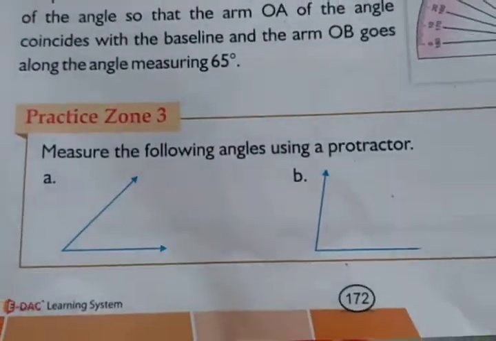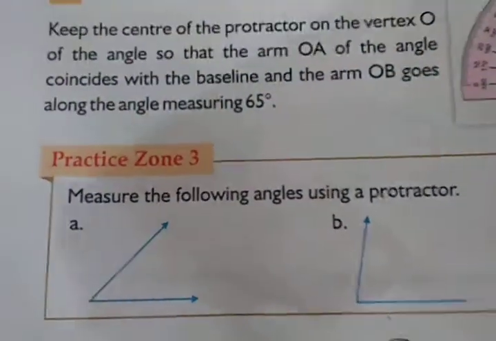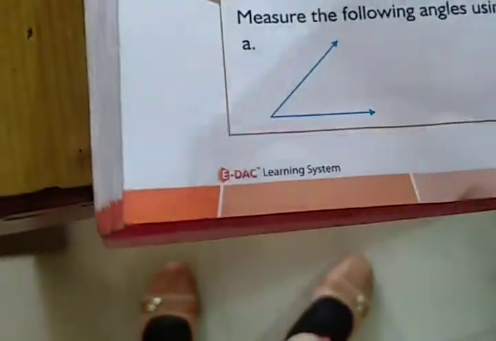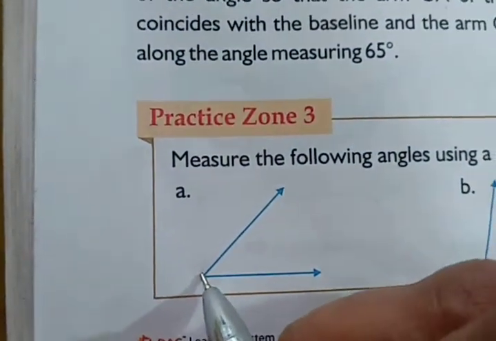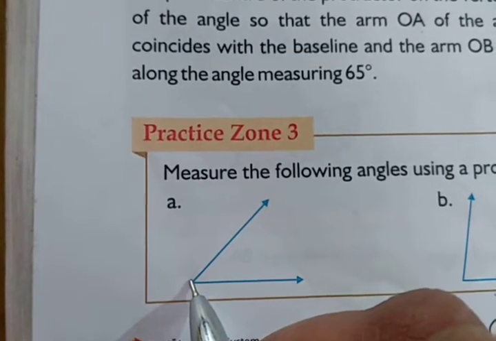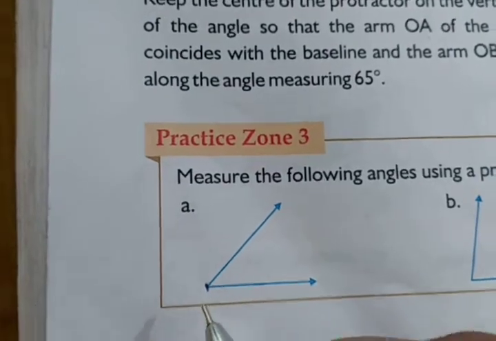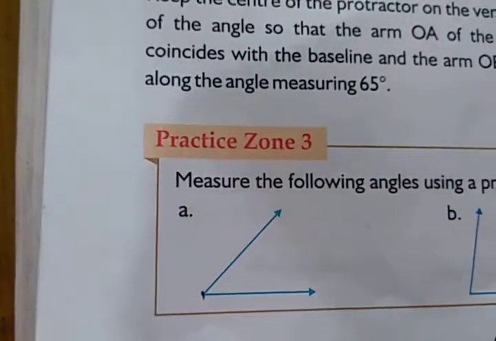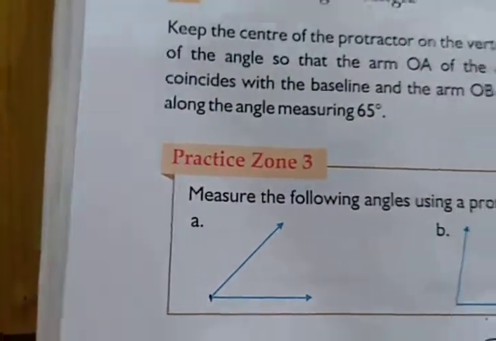With the help of the protractor you will measure these angles. This baseline should be straight, and this center should be kept here. The center of the protractor is kept on the vertex O of the angle, so that the arm coincides with the baseline of the protractor.